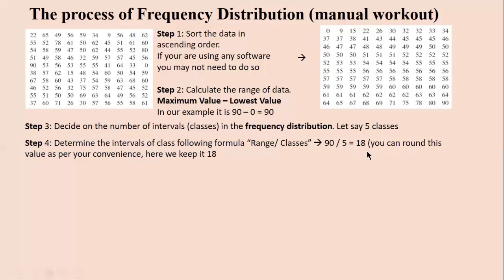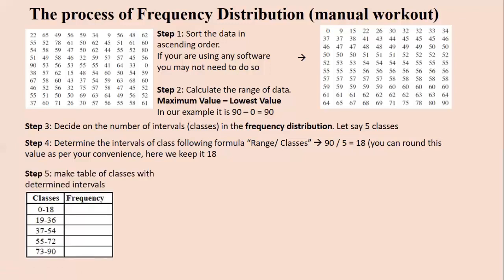That 18 is actually the interval of one class. So we'll be keeping this interval constant for all of the classes. Every class, every group will have a range of 18. You can round this value as per your convenience. Here we keep 18; you can round it to 19 or to 20. But here we are not rounding this value. We are taking it as it is, where we divided our range by the 5 classes. So 90 divided by 5 becomes 18. So we have calculated the interval range of each class.